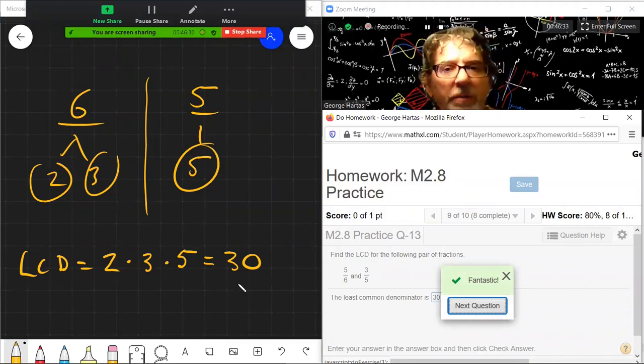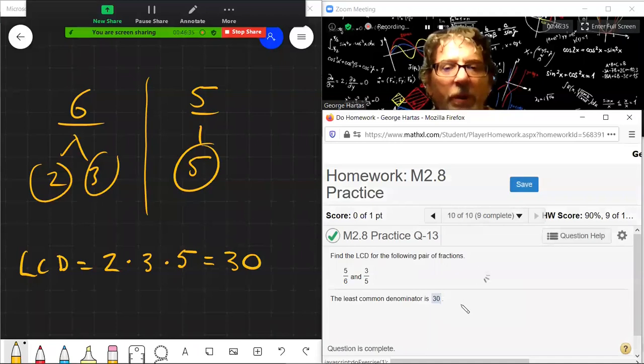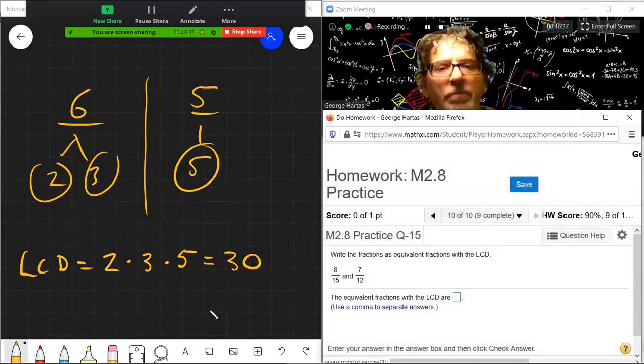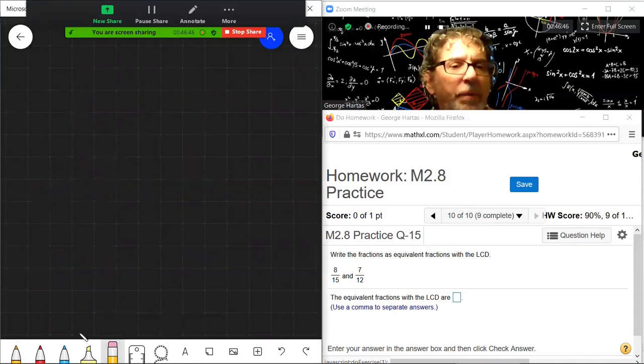Now, one thing before I get to the last problem here, actually let's try this last problem because this might do what I was going to show you. Let's try the last problem.